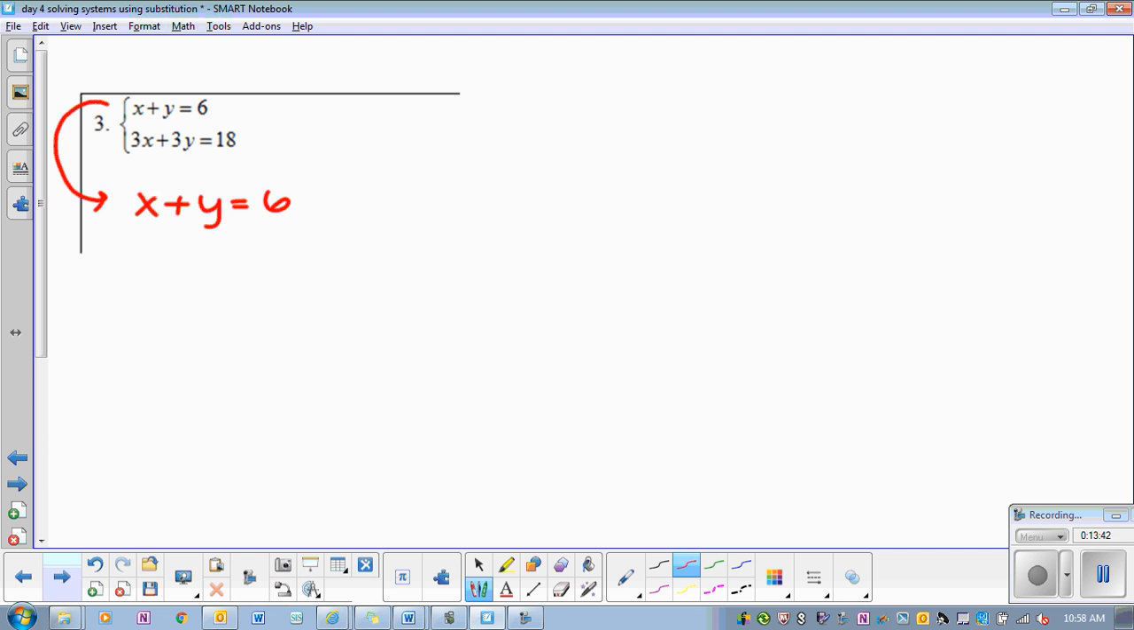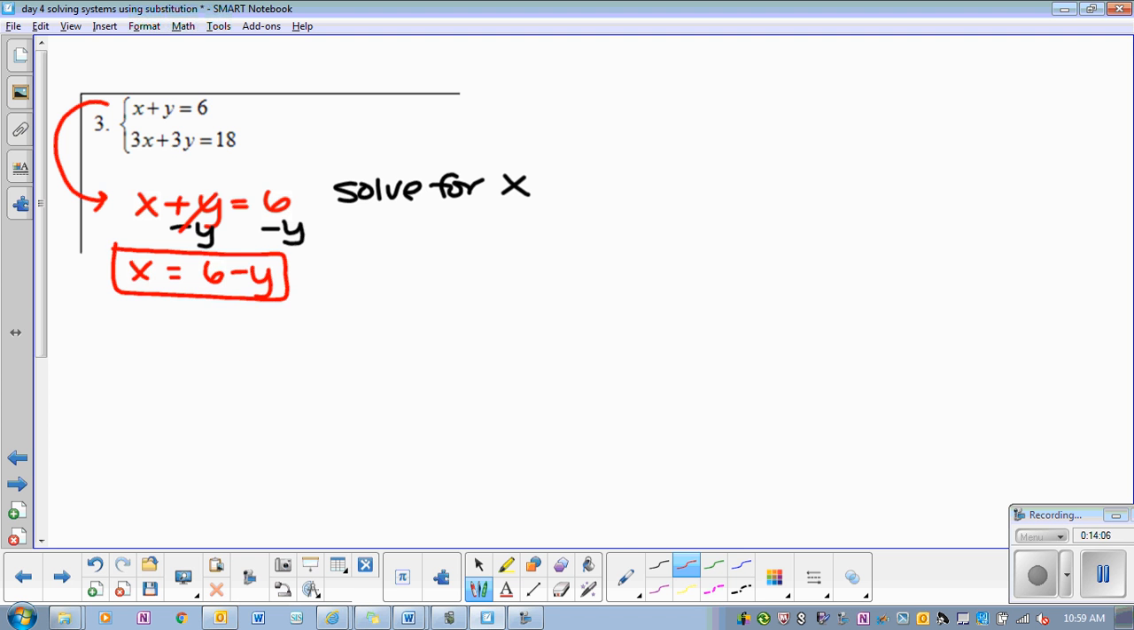Which one do we want to solve for? Solve for x or y? Doesn't matter, you guys can choose. X, okay, so let's solve for x then. Let's minus the y, right? So then now I have x equals 6 minus y.